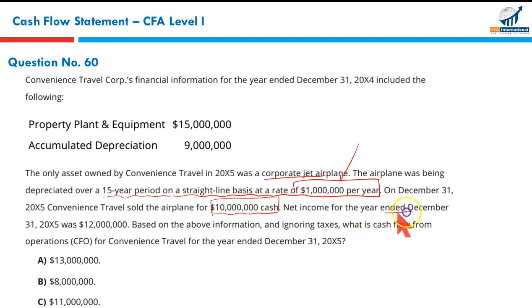Net income for the year ended December 31st, 2005 was 12 million. Based on the above information and ignoring taxes, what is the cash flow from operations? We have net income. We should take this as a starting point. Net income was $12 million.